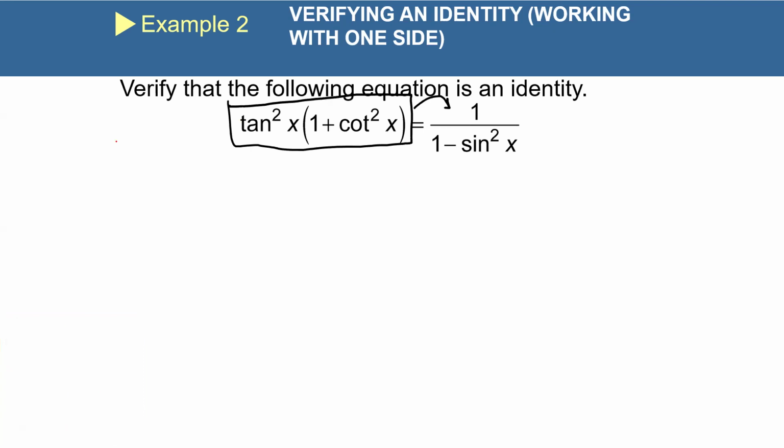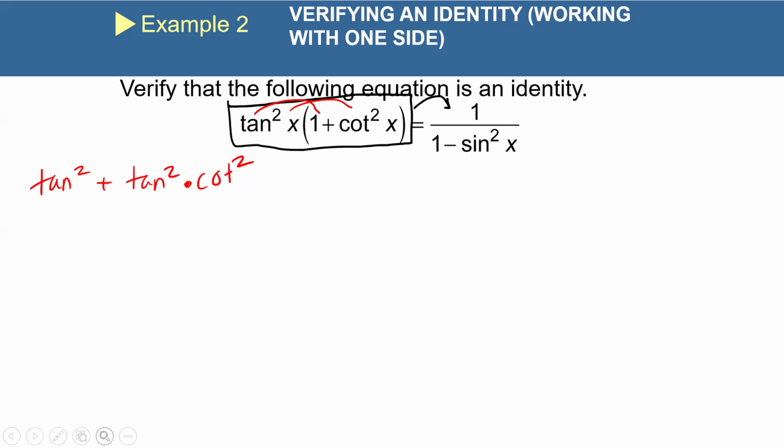Distribute. Again, do you have to follow my steps? No, you do not. You can. We're starting here. We're doing the left side. We're going to do a makeover of the left side. It wants to look like the right. So I'm going to distribute. You get a tan squared, you get a tan squared. So that gives me tan squared plus tan squared times cotangent squared.